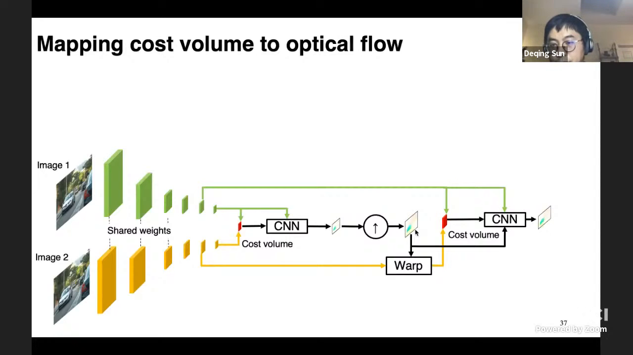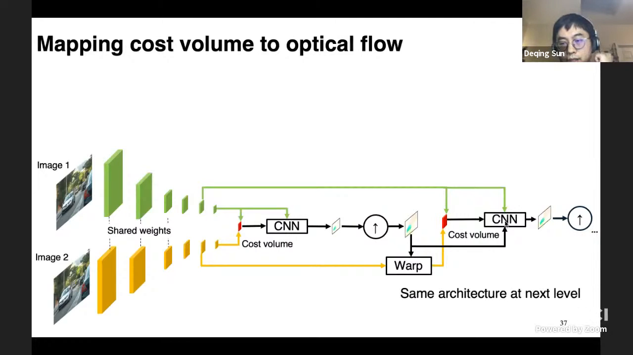And then next, we keep predicting the optical flow from the cost volume using a neural network. And the network architecture will be the same, although they don't share weights. And I will come back to this later. And then we can repeat the process again for the next level. So is there any question about this architecture?